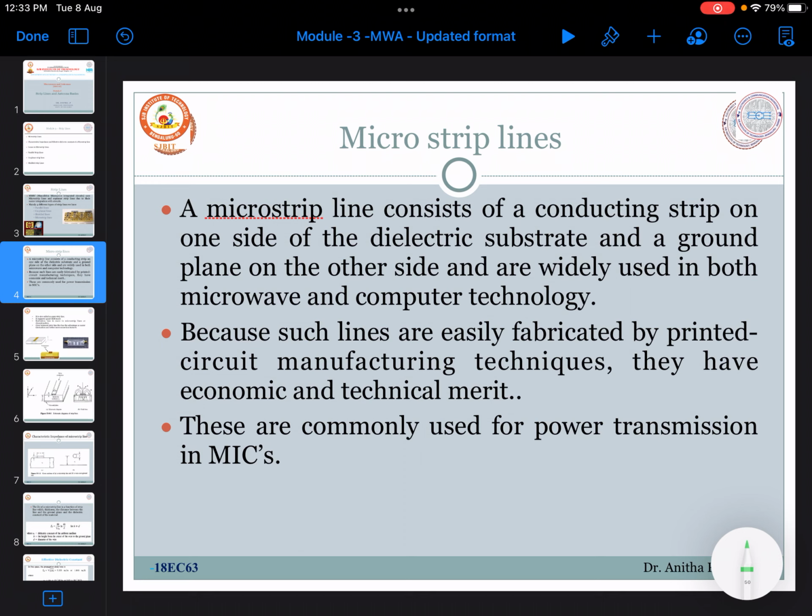In a microstrip line, as I have told you, it consists of a conducting strip on one side of the dielectric substrate and a ground plane on the other side, which is mainly used in both microwave and computer technology. Because these lines are easily fabricated using a PCB technique, they are economical and give technical merit. They are commonly used for transmission of power in MICs, that is microwave integrated circuits.